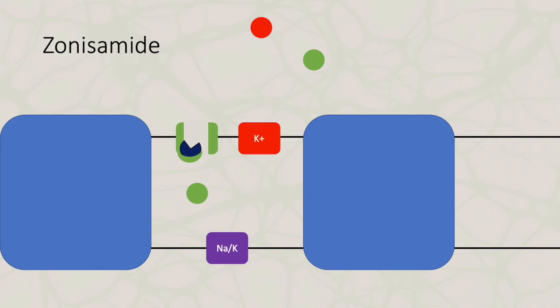But as you can see in the animation, zonisamide will bind to the sodium channel in such a way that it delays the inactivation gate from reopening. So if another action potential occurs within a short period of time, the sodium will not be able to enter the cell because that inactivation gate is still blocking the sodium channel. Thus, the action potential will cease to propagate. So that's thought to be the main way that zonisamide works.